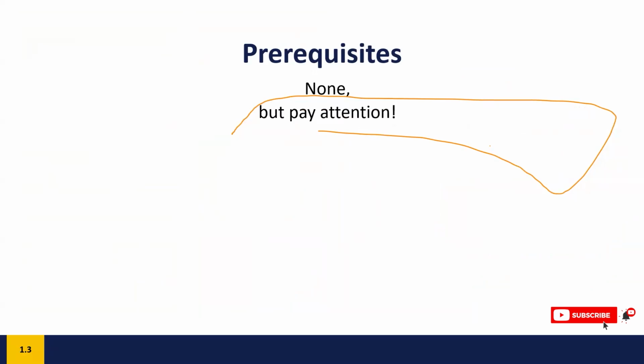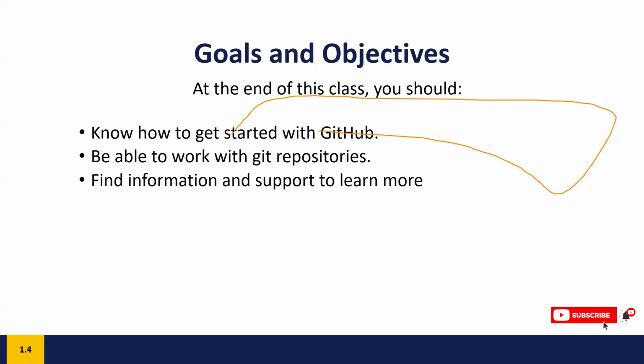Whether you are a developer, backend user, QA team, operational team, or DevOps team, nowadays in the industry everyone is using Git and GitHub to store their data, right? So no prerequisites, guys. Everyone can learn this, but pay attention. While learning this course, the goals and objectives: at the end of this class, you should know how to get started with GitHub, be able to work with Git repositories, and find the information and support to learn more, guys.